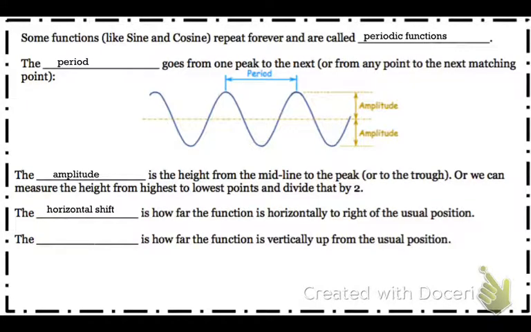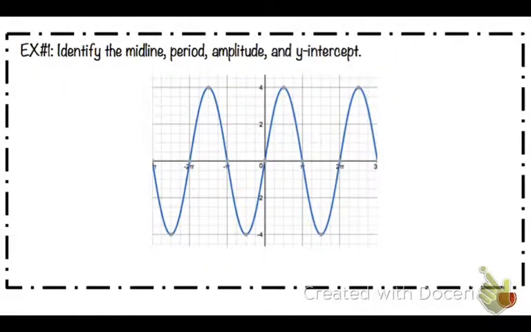The horizontal shift is how far the function is horizontally to the right or left of the usual position. And the vertical shift is how far up or down it is. That should be up or down, and that should be right or left. Okay? So let's identify the midline, the period, the amplitude, and the y-intercept.